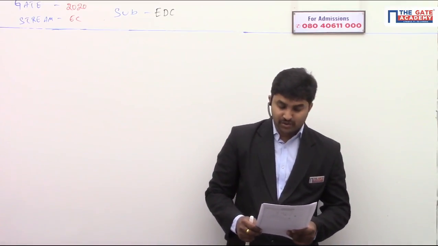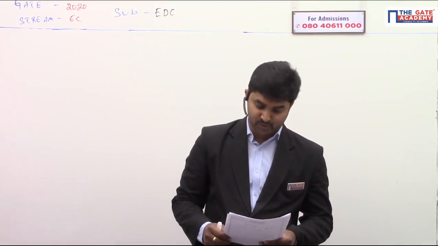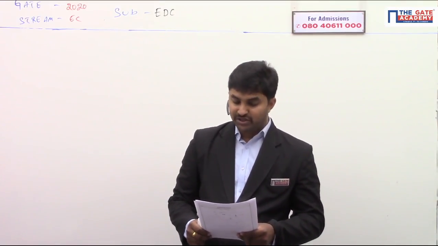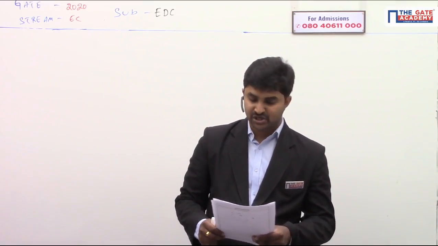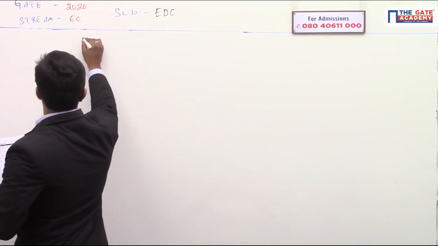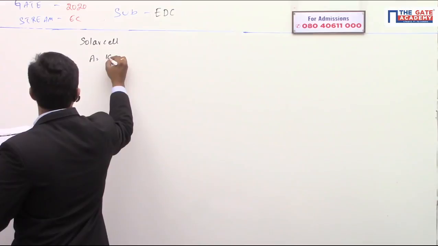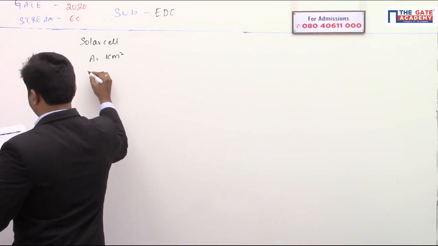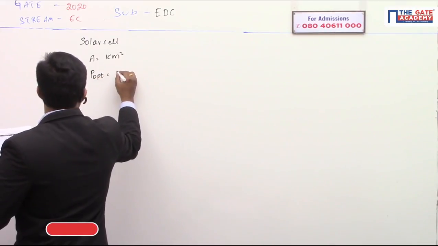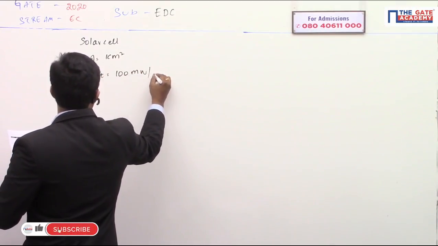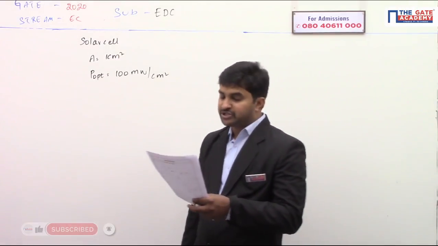A PN junction solar cell of area 1 centimeter square, uniformly illuminated with 100 milliwatt per centimeter square, has the following parameters. So what is given here? We are having a solar cell. The area of the solar cell is 1 centimeter square, and the optical power density which is incident here is 100 milliwatt per centimeter square. And the following parameters are also mentioned in the question.